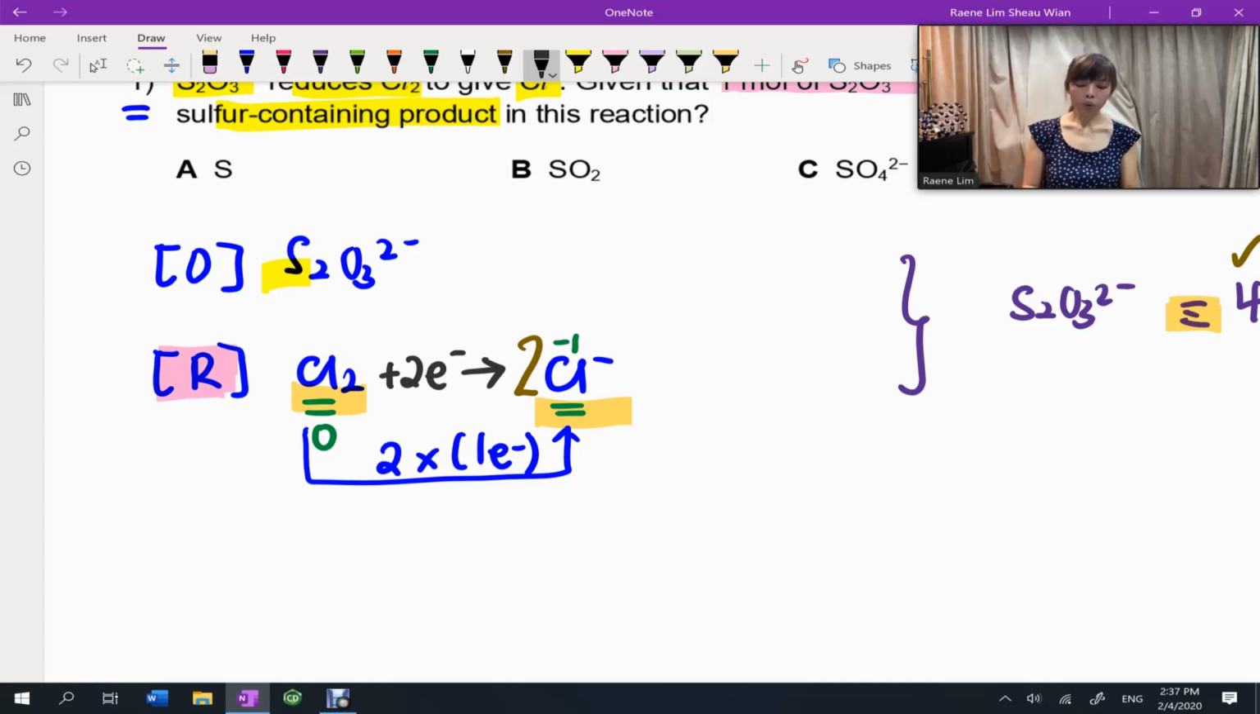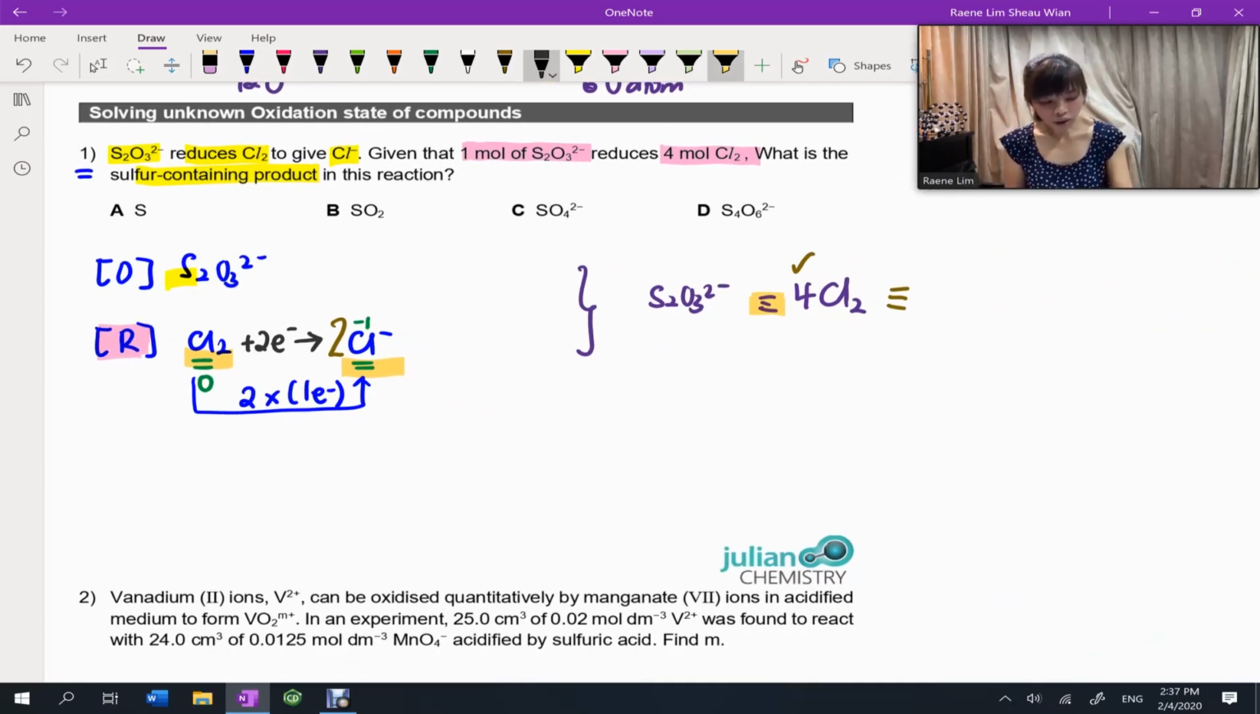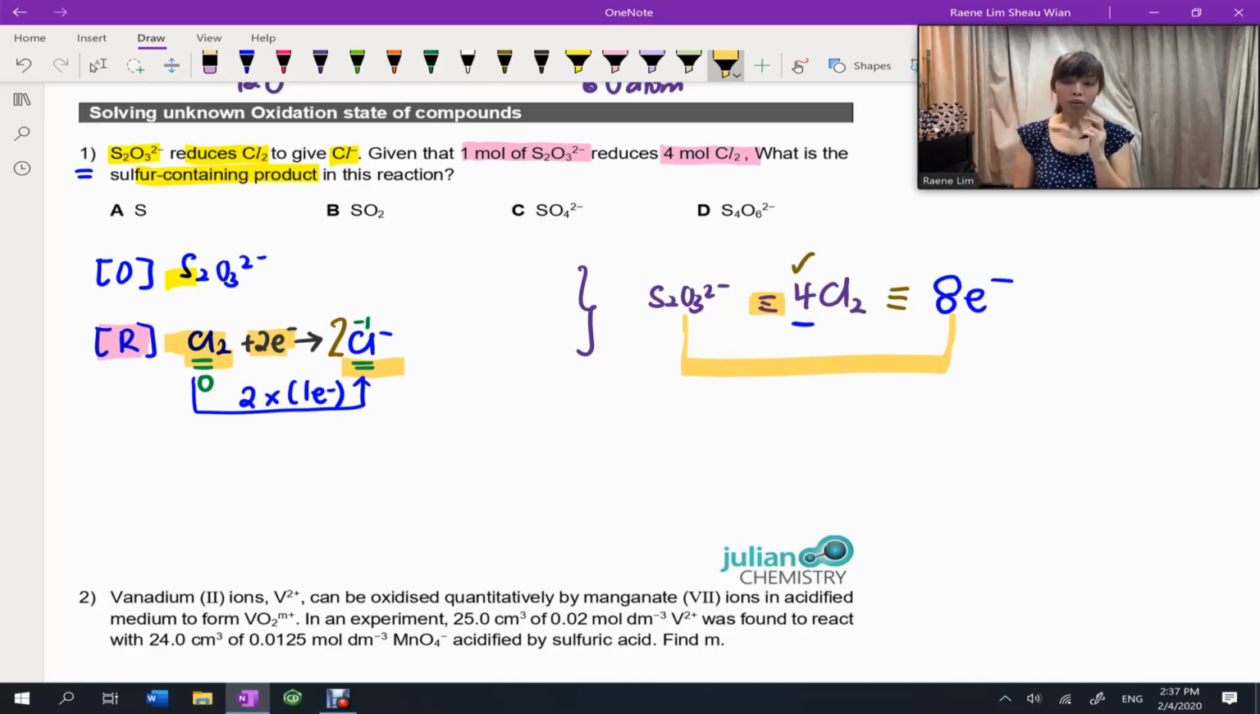You have a mole ratio already. So therefore, if 1 unit of Cl2 uses 2 electrons, 4 units of Cl2 uses a total of 8 electrons. Okay, now what is Cl for? It is like a middleman to bridge your thiosulfate S2O3 2- to your 8 electrons.